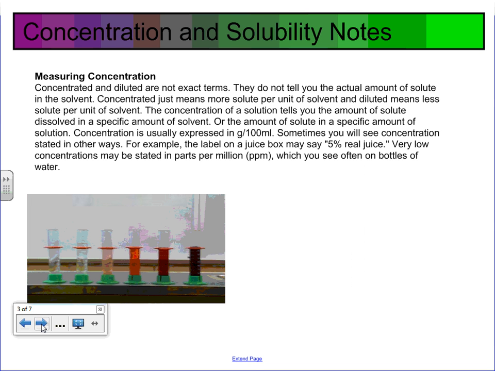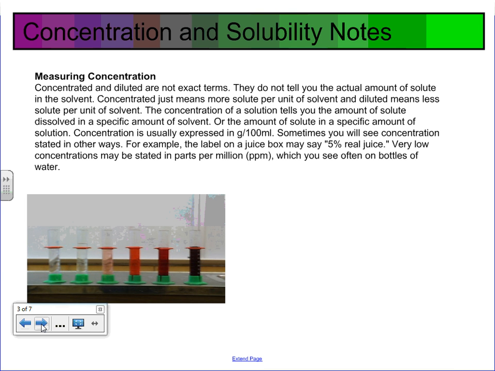So, measuring concentration. Concentrated and diluted are not exact terms. They do not tell you the actual amount of solute in the solvent. Concentrated just means more solute per unit of solvent, and diluted means less solute per unit of solvent. The concentration of a solution tells you the amount of solute dissolved in a specific amount of solvent, or the amount of solute in a specific amount of solution.